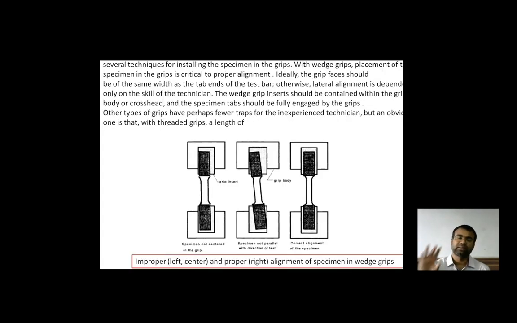So that is the thing to be taken care of, and you can see in this figure that the gripping of that particular test specimen is a very important thing, and you can see improper left-center and left and right alignment of the specimen in the wedge grip.